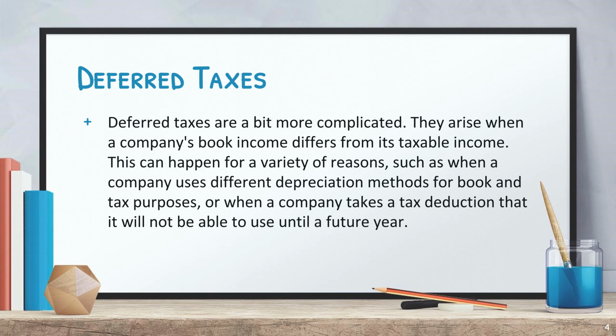Deferred taxes are a bit more complicated. They arise when a company's book income differs from its taxable income. This can happen for a variety of reasons, such as when a company uses different depreciation methods for book and tax purposes, or when a company takes a tax deduction that it will not be able to use until a future year.